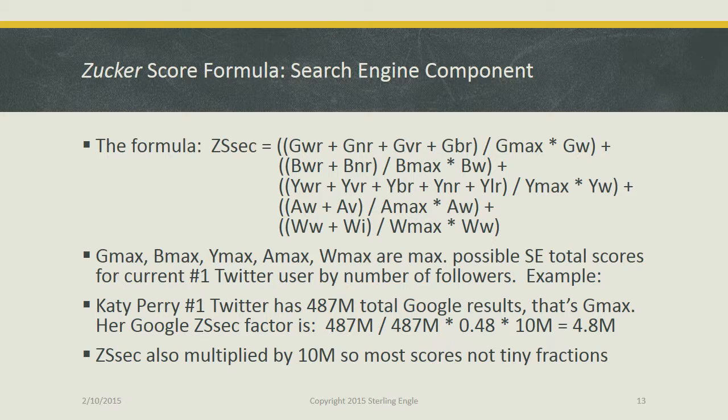Here is the maximum score example given for Google. Since we have no direct way of knowing who or what has the highest number of search results, we infer this for people by searching for whoever has the most Twitter followers at any given time. Right now it's Katy Perry with 487 million total Google results, so that's Gmax. The total sub-score for all 5 sites is multiplied by 10 million, so Zucker scores for normal people like us are not a small fraction.